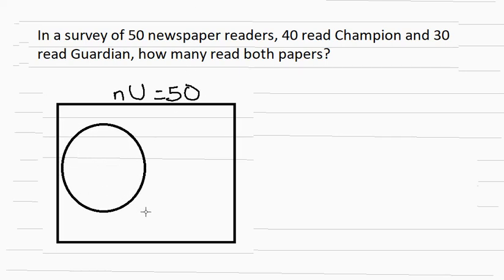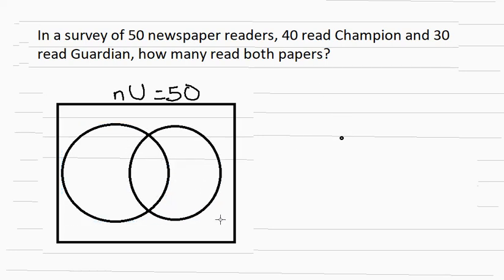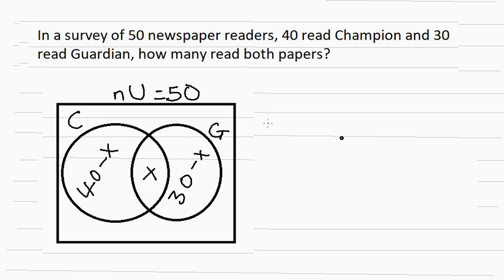So there are two subsets. One for Champion newspaper, while the other is for Guardian newspaper. Since we are looking for how many read both, that is the intersection, we'll call it X. And of course, you know exactly how we are going to find the Champion only and Guardian only. So this is Champion, C, and this is Guardian, G. For Champion only, I'm going to have 30 minus X. No, that's a mistake. Champion is 40. The total number of Champion readers is 40. So that's going to be 40 minus x. Guardian is 30 minus x.